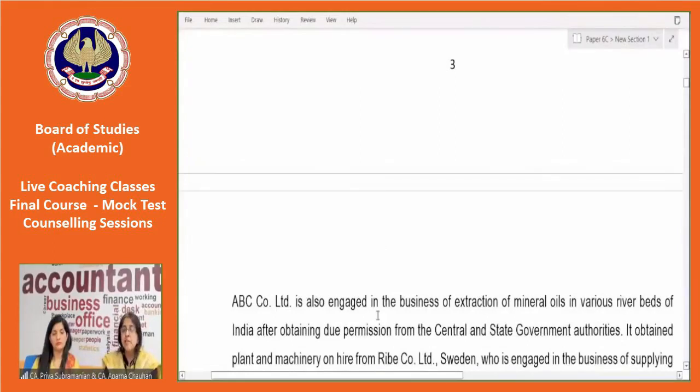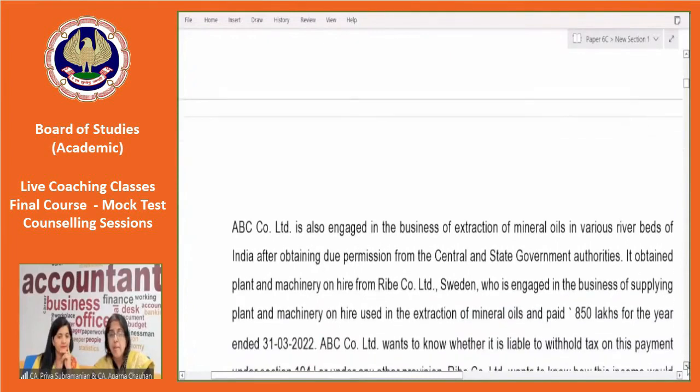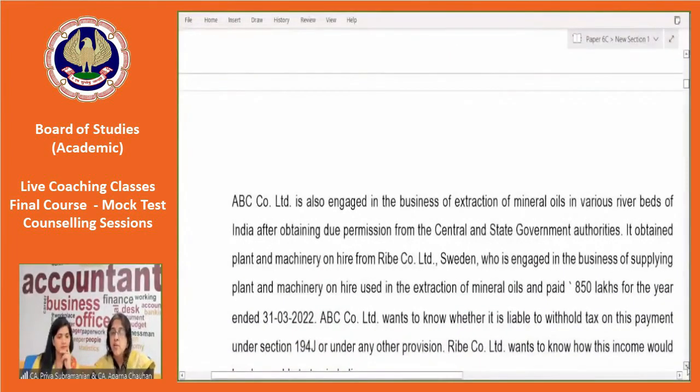ABC Company Limited is also engaged in the business of extraction of mineral oils in various riverbeds in India after obtaining due permission from the central and state government authorities. It obtained plant and machinery on hire from Right Company Limited, Sweden, who was engaged in the business of supplying plant and machinery on hire used in extraction of mineral oils. And it paid 850 lakhs for the year ended 31.